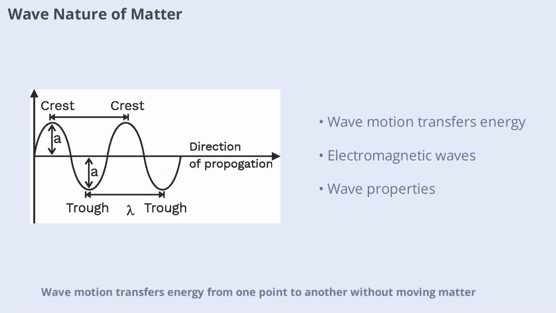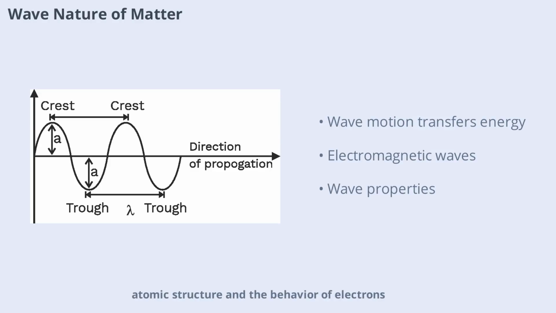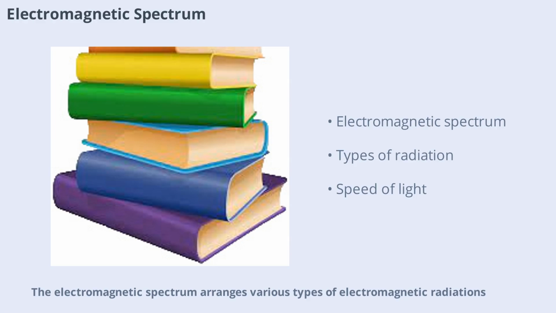Wave motion transfers energy from one point to another without moving matter. Waves are characterized by wavelength, frequency, time period, wave number, amplitude, and velocity. Electromagnetic waves, such as light, consist of oscillating electric and magnetic fields and travel at the speed of light. Understanding wave properties is crucial for studying atomic structure and the behavior of electrons. The electromagnetic spectrum arranges various types of electromagnetic radiations in order of increasing or decreasing wavelengths and frequencies.